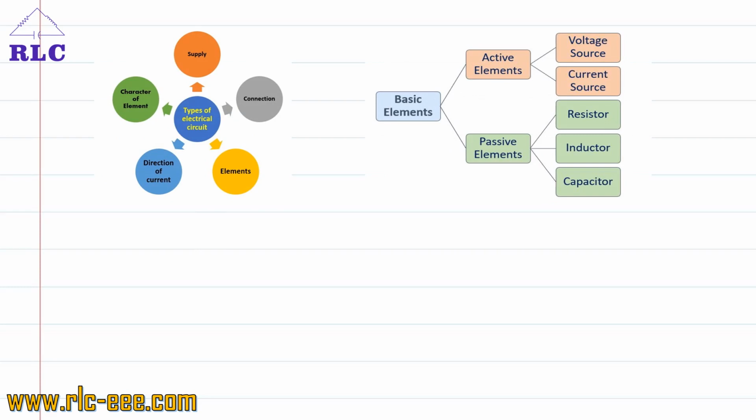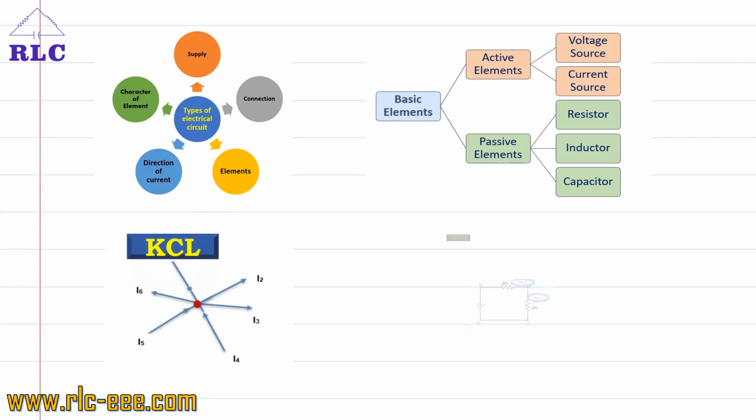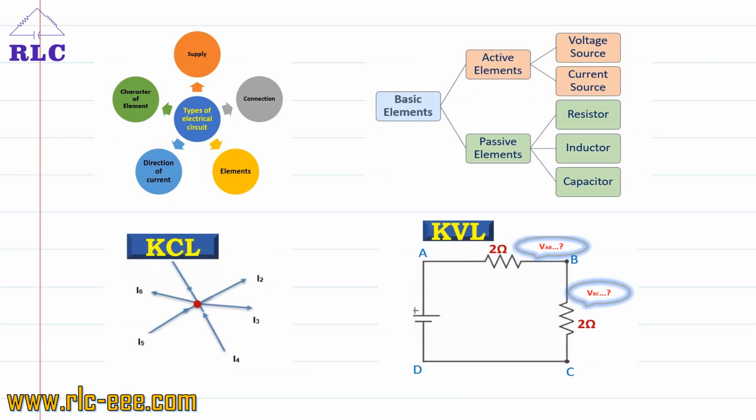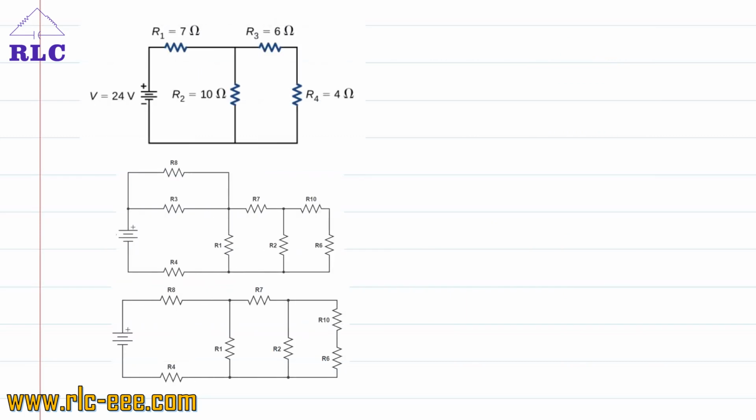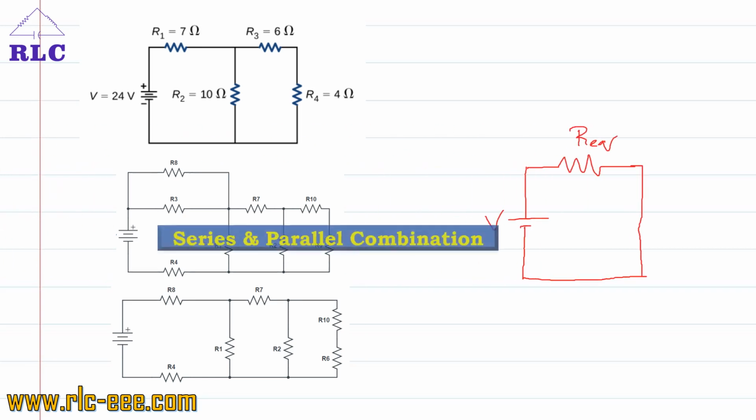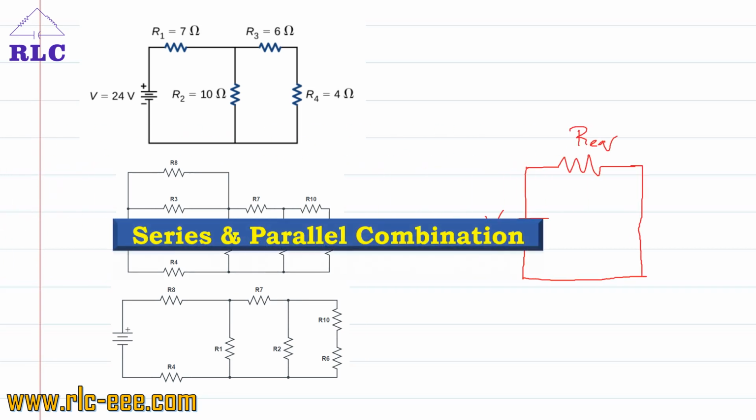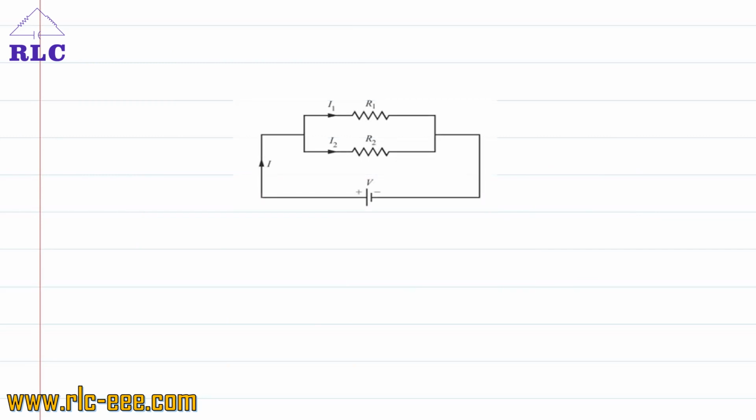In the previous video, I completed types of electrical circuits, basic elements, and KCL and KVL. In today's session, we are discussing how a complex circuit can be simplified into a simple circuit by using series and parallel combination. The next topic: a circuit is given and the main current is given.